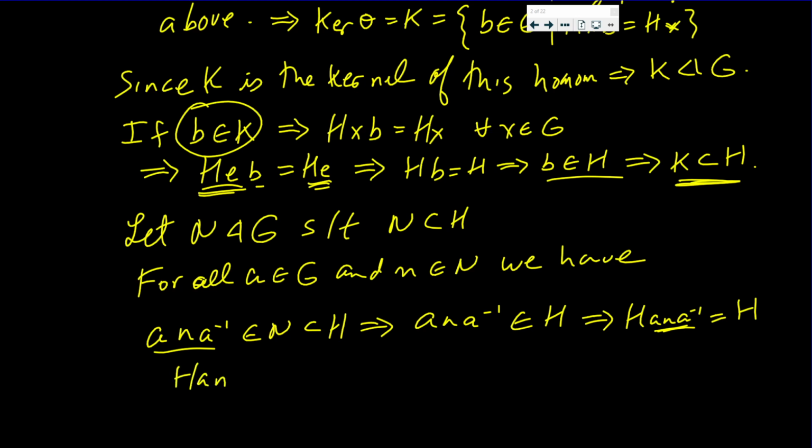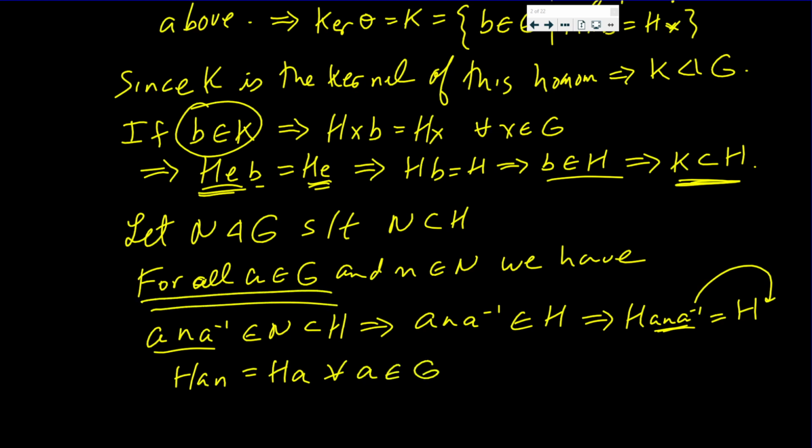Multiplying both sides on the right by A, we get HAN is equal to HA. And this is for all A in the group, for all A in G. Just restating it, that implies that N is in the kernel. That implies N is a subset of H. Well, that is true, but I mean to say that N is a subset of K.